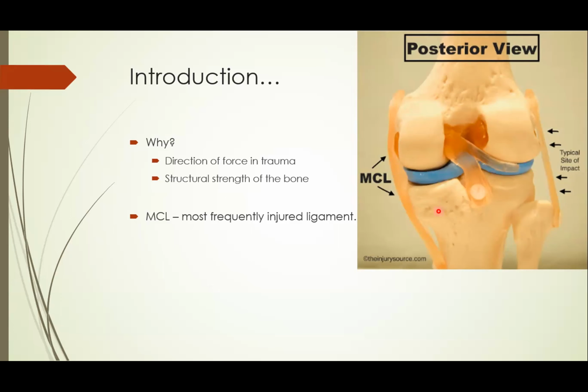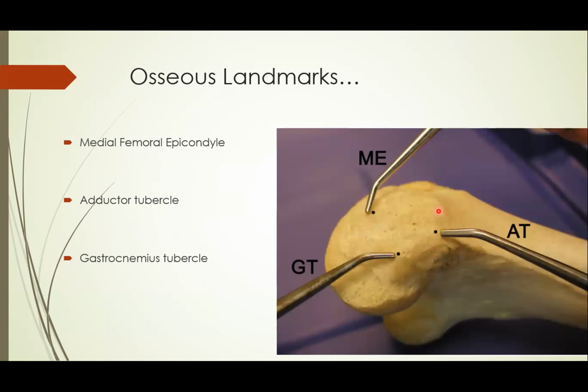The most commonly injured soft tissue is the MCL. Before we go into the anatomy of the soft tissues, we have to understand the osseous landmarks based on which we'll be conducting the anatomic landmarks. The 3 points we have to know are the medial epicondyle, the adductor tubercle, and the gastroc tubercle. The distal-most and anterior-most osseous tubercle is the medial epicondyle.